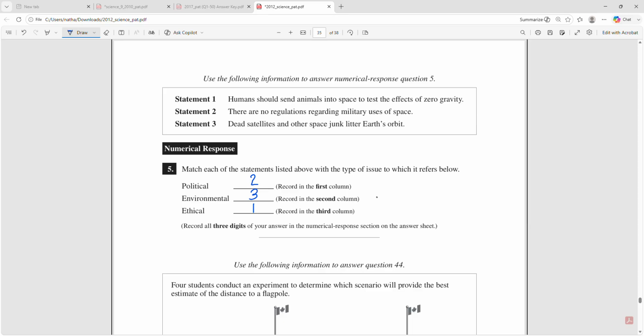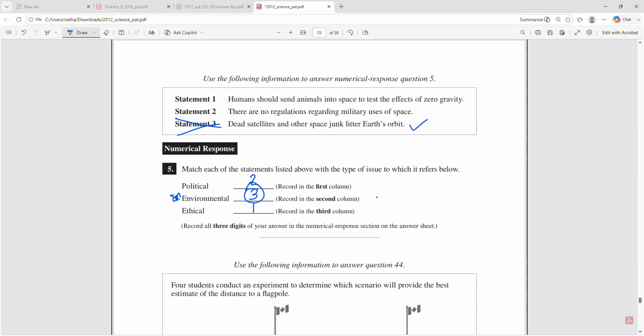So the easiest one to pick out is probably the environmental one right away. So dead satellites and other space junk litter Earth's orbit. That sounds like something that's environmentally motivated, worried about the mess it's going to make. So that one we can get rid of now. And then ethical, and then political.